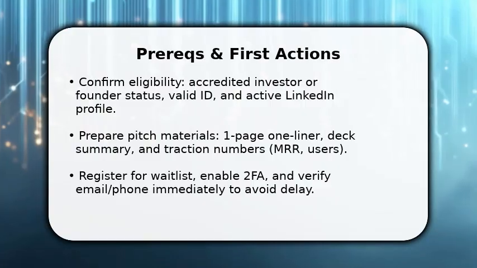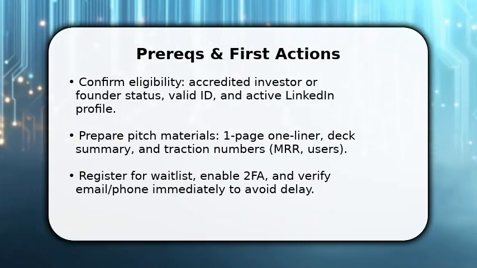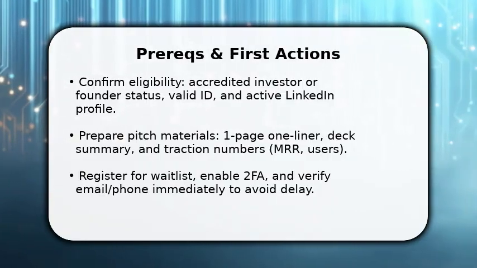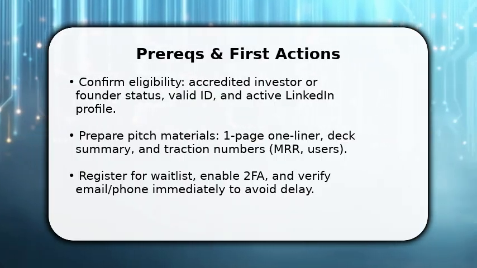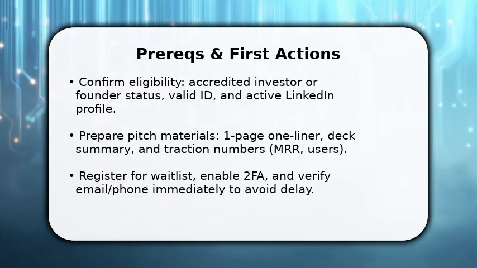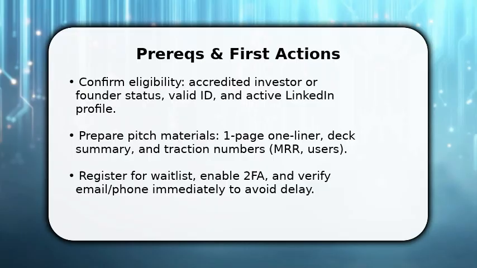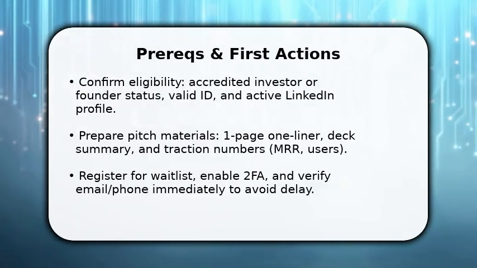Enjoy the video. You start by confirming the essentials: eligibility, identity, and credible online presence. Then, prepare a concise one-page summary and clean deck that highlight traction like MRR and user growth. This makes you discoverable. Once done, join the platform waitlist and enable two-factor authentication, because platforms prioritize verified accounts.